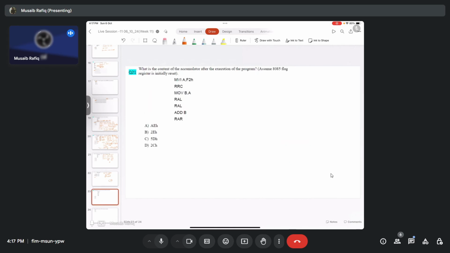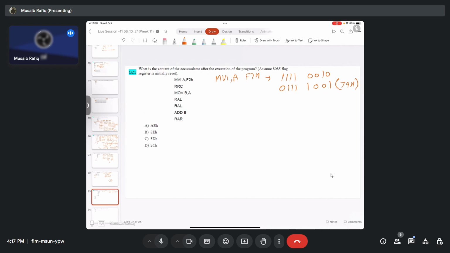Now question 21, what is the content of accumulator after the following program is executed. Assume the 8085 flag register is initially reset. So I have MVI A, F2 hex. So A gets loaded with 1111 0010. Then RRC, so right shifting it. So it will be 01111001. After RRC, how much is it? So it's 7 and 9, 79 hex, right?